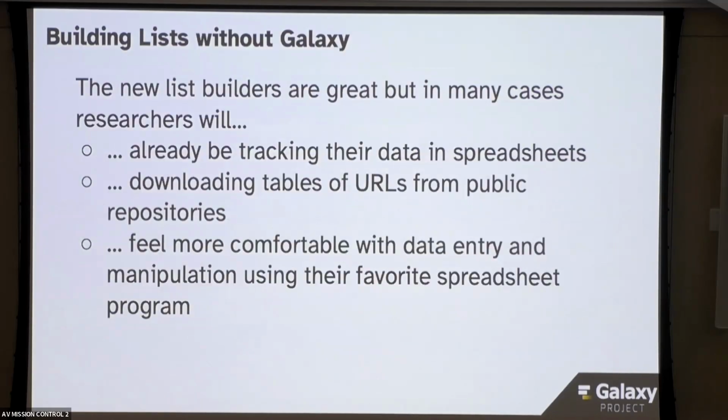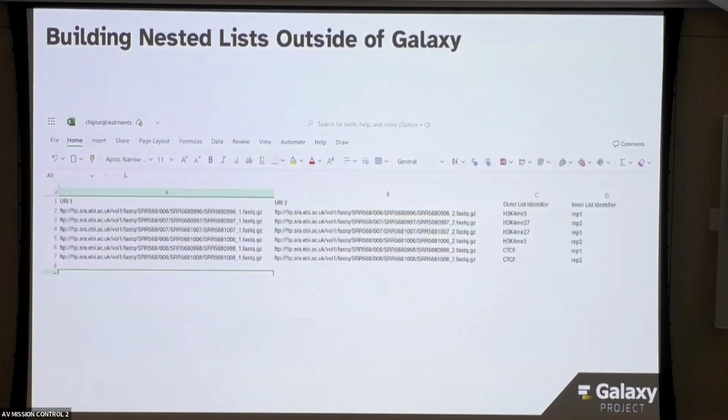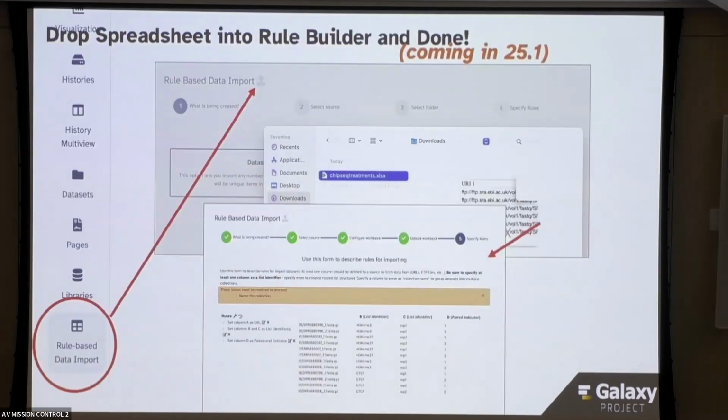And that's great. There are some limitations to this approach. Maybe you're already tracking your data in spreadsheets, maybe you're downloading tables of URLs from public websites, and maybe you feel just more comfortable with data entry in your favorite spreadsheet program. So maybe you have data that looks like this, or links to data that look like this. And maybe you want to build your collections outside of Galaxy. This is something you'll be able to do in Galaxy 25.01 or 25.1.